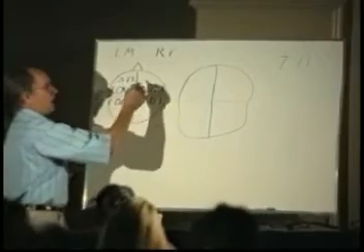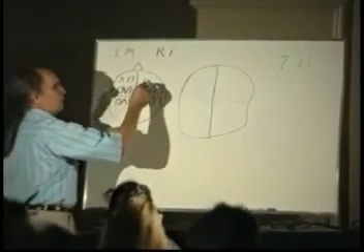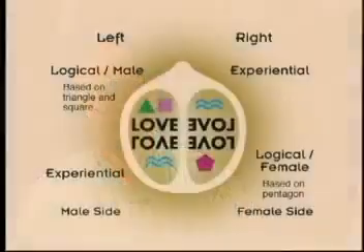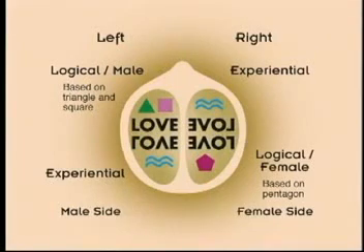The female side doesn't have a logical side forward. I'll just use this as a symbol for it. She has an experiential side forward. And so the male and female seem so different in their approach to interpreting the reality. But the male side is based on a triangle and square. The geometrical aspect is so logical, it has an experiential aspect to it also. It's just that it's back, it's hidden.